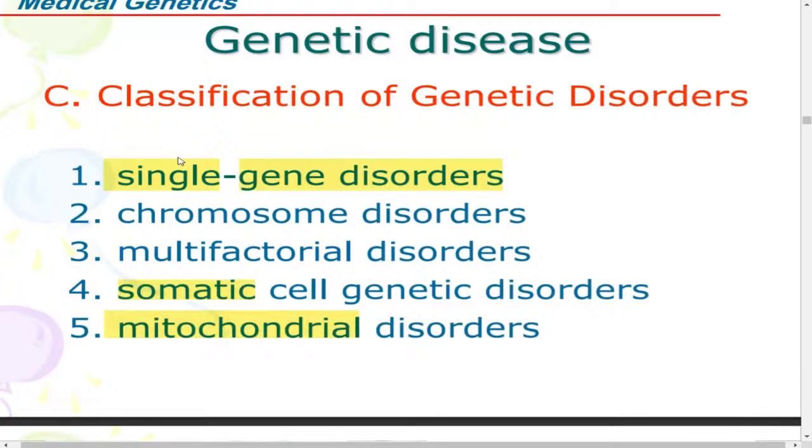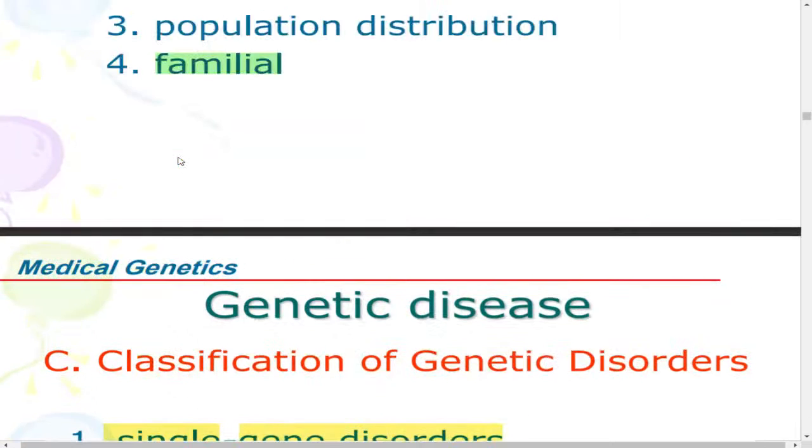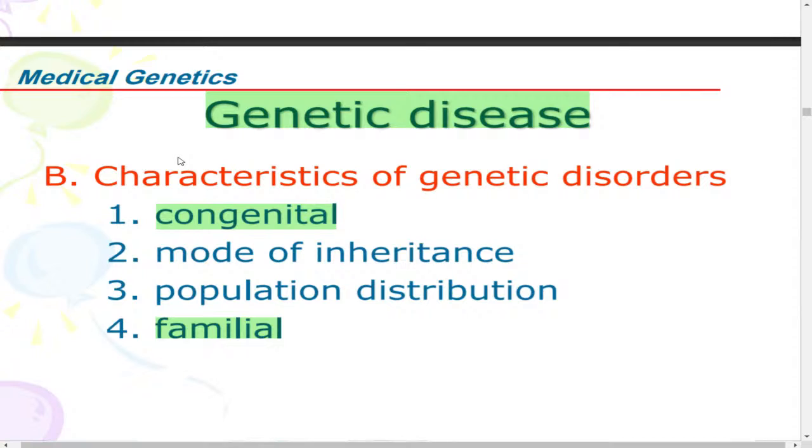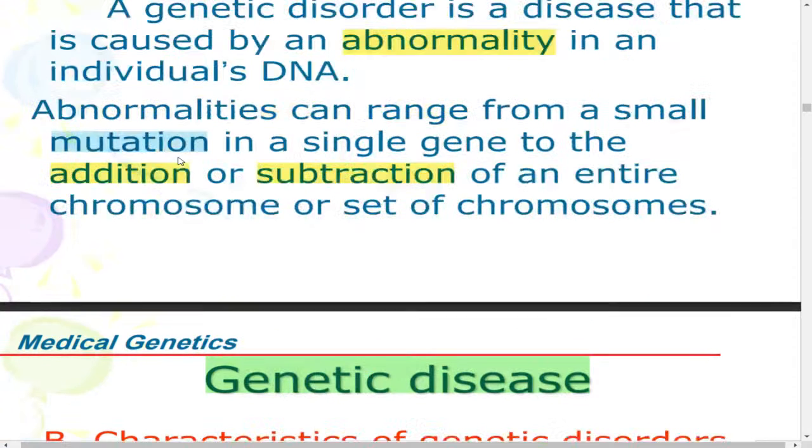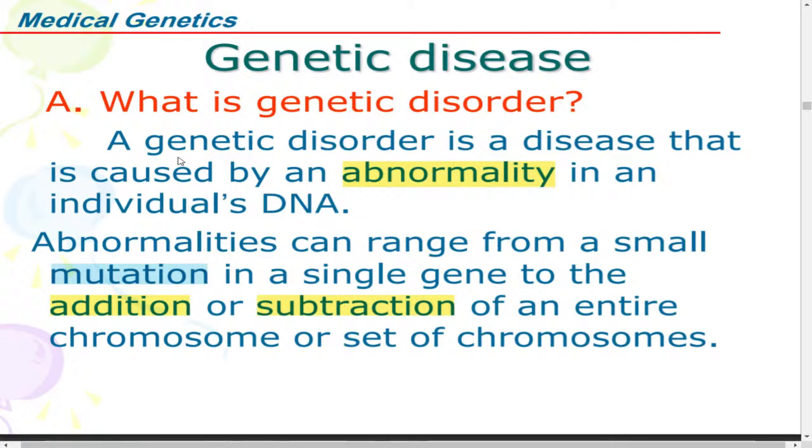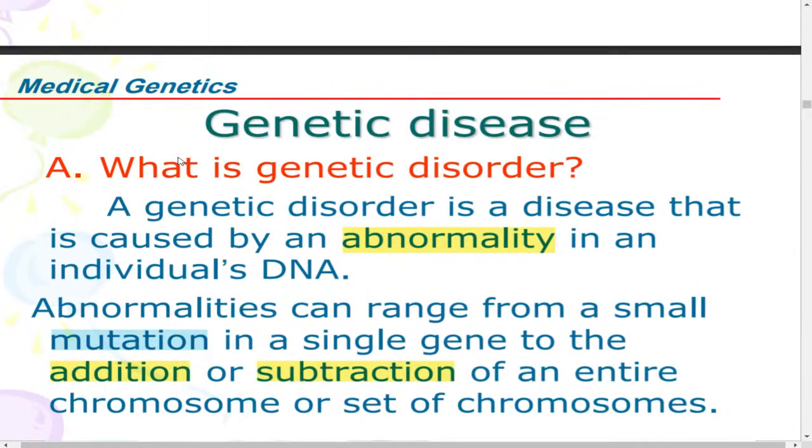This is the classification of genetic disorders: single gene disorder, chromosome disorders, multifactorial, somatic, and mitochondrial. And here are the characteristics of genetic disorders: congenital, population disorder, familial. These genetic disorders or genetic diseases, what's a genetic disease? Abnormal mutations, which could be subtraction or addition.